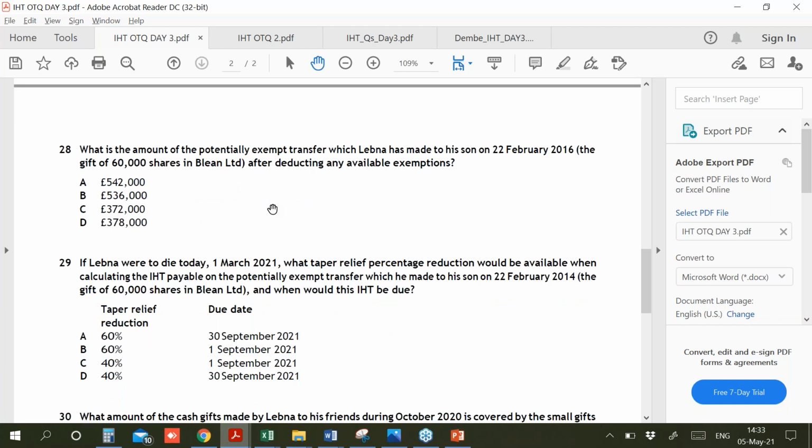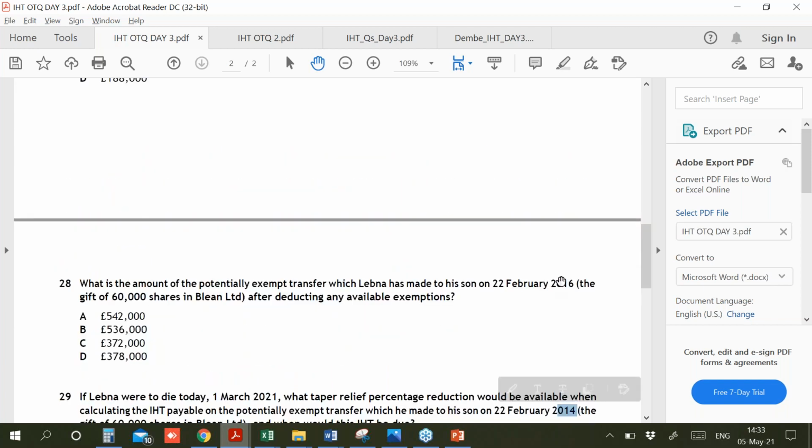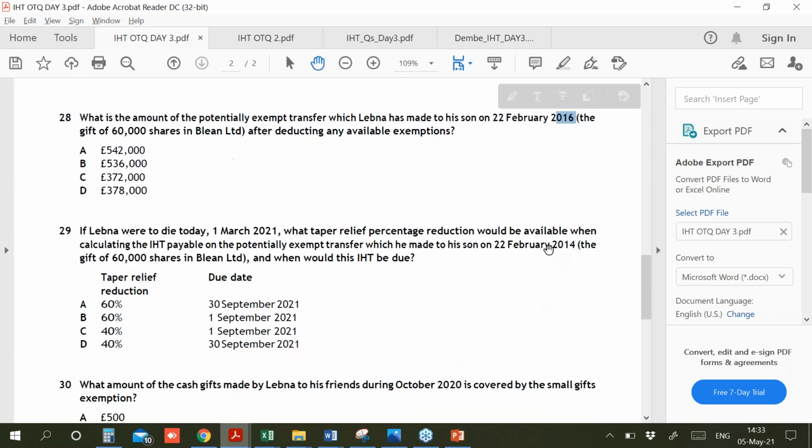Now, if Lebda were to die on 1st March 2021, what taper relief reduction would be available when calculating IHT payable on the potentially exempt transfer he made to his son on 22nd February 2016? This is a misprinting. It is 2016, as you have seen above as well, that she had made the transfer in 2016. So do count from 2016 onwards for the taper relief.